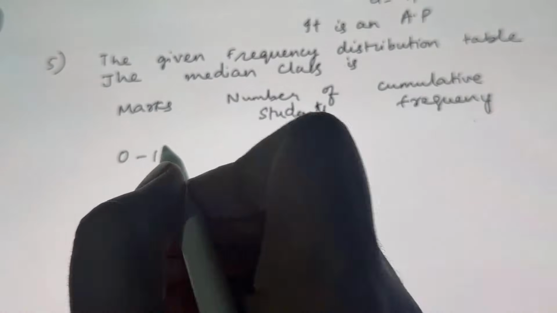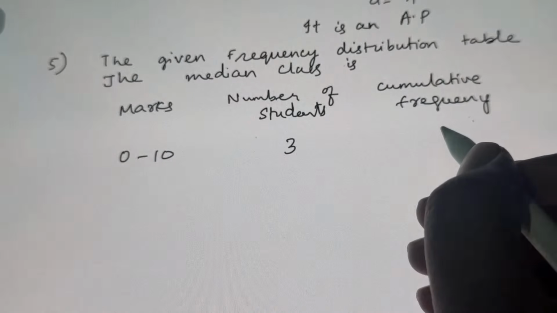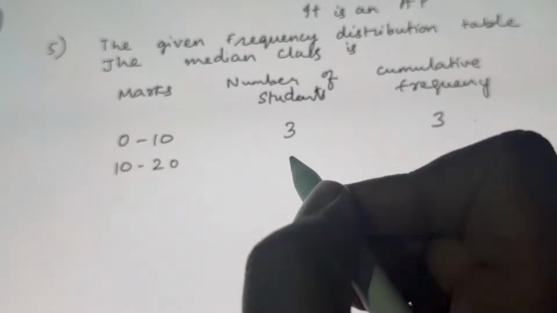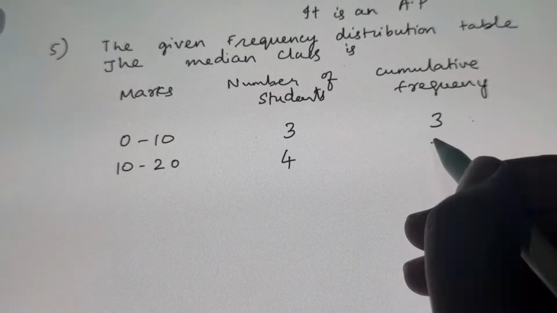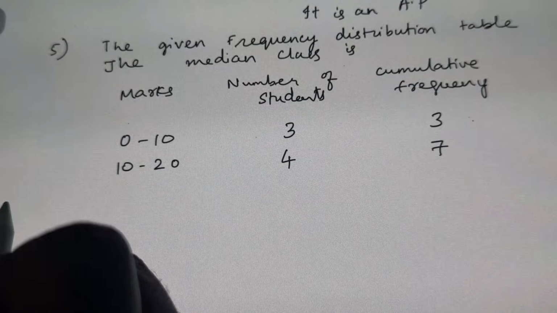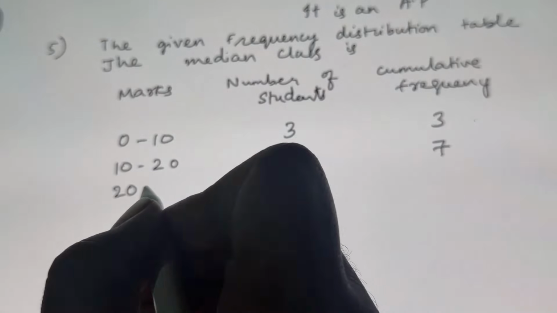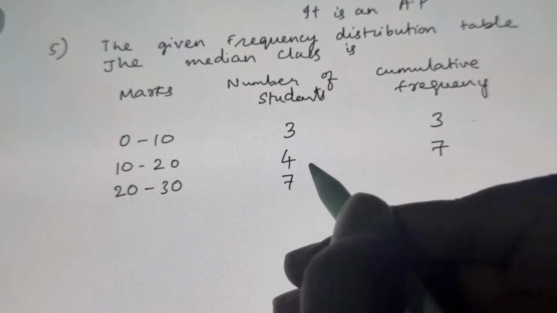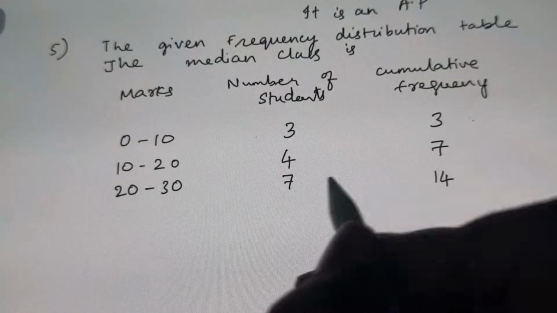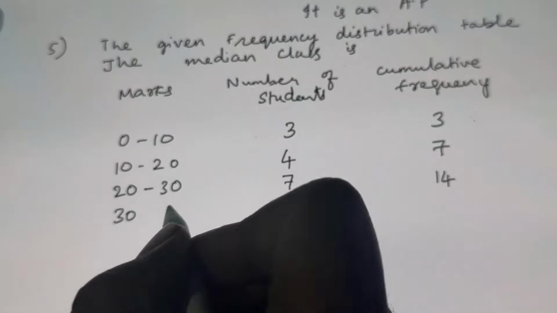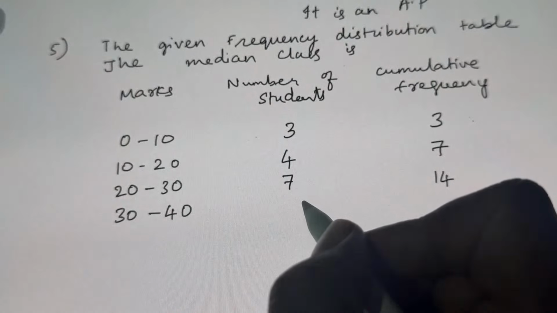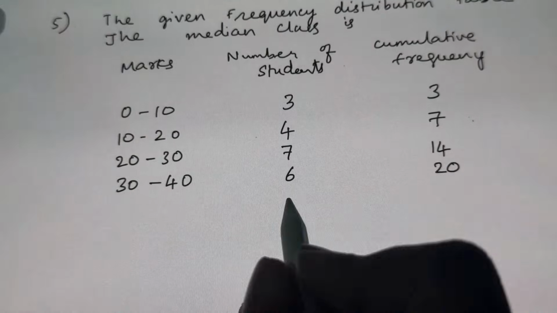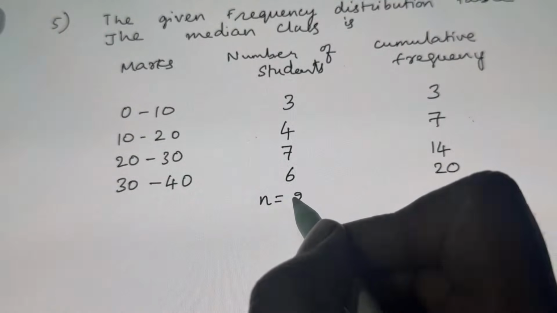First we have 0 to 10, 3, 3. Next we have 10 to 20, 4, 7. Next we have 20 to 30, 7, 14. 30 to 40, 6, 20. They have also given the value of n, so n is equal to 20.